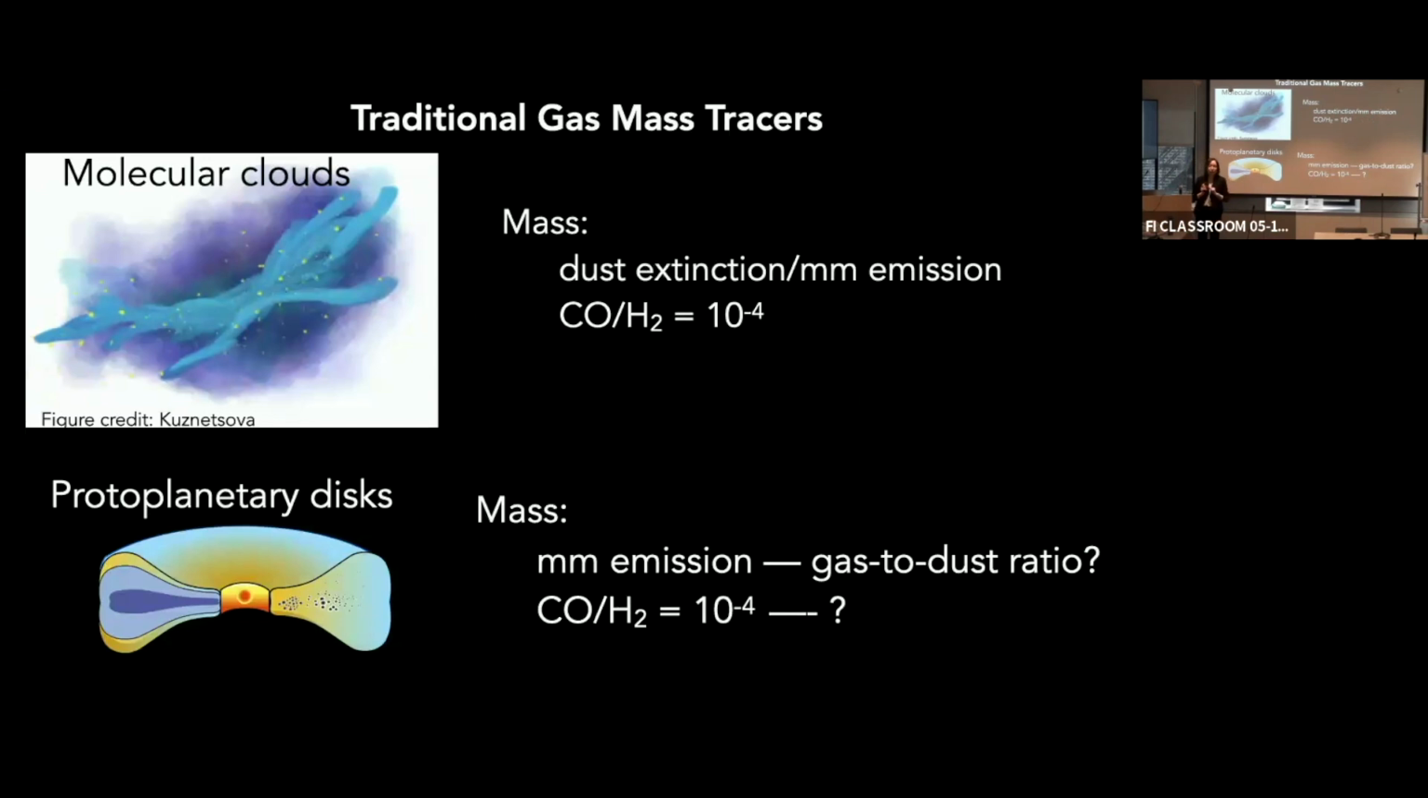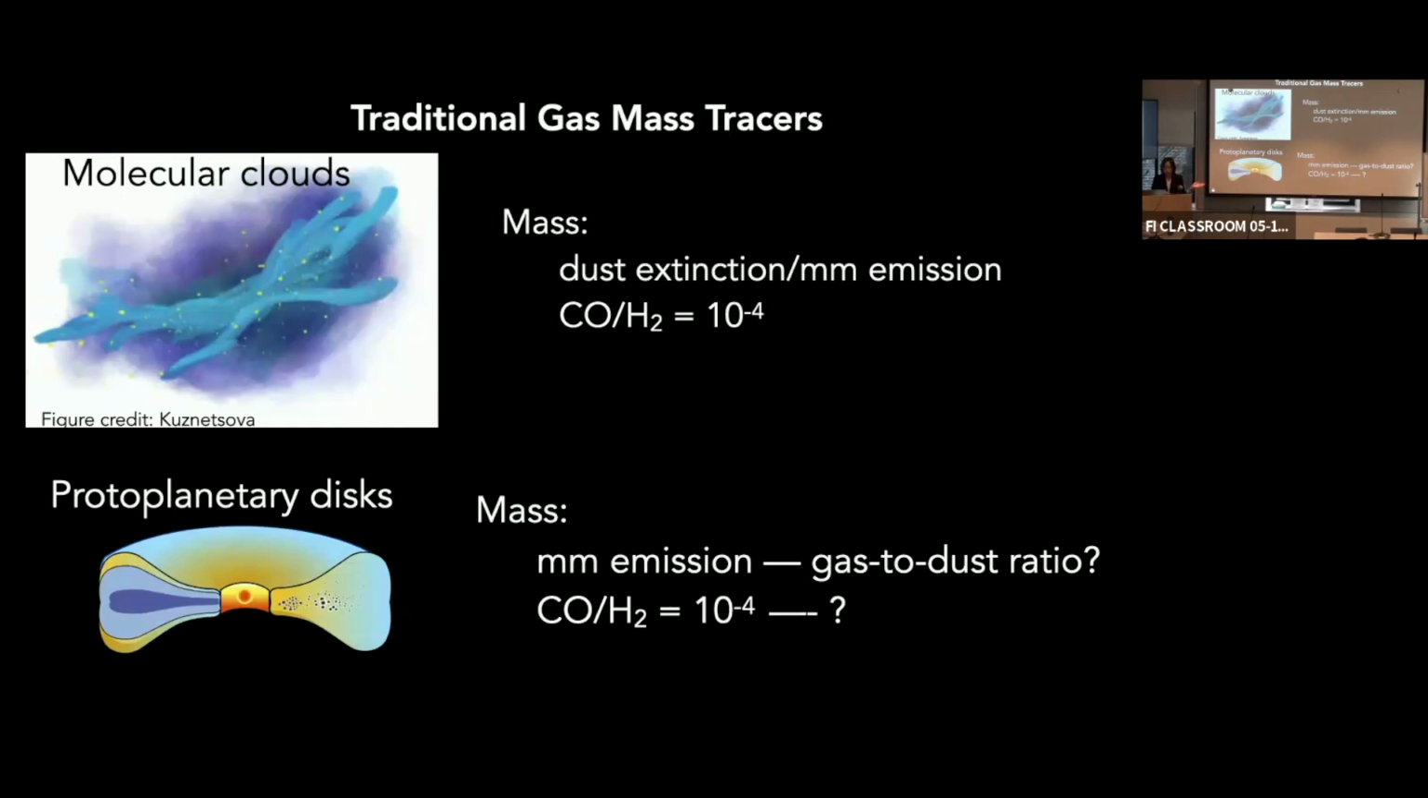Sorry, I forgot to explain why it's very hard to observe H2 directly: H2 is a symmetric molecule. It doesn't have a permanent dipole moment. So it does not have strong radiation lines at the cold temperature range where the bulk of the mass of the protoplanetary disk is. So we have to use other molecular tracers, and CO is the most widely used one.